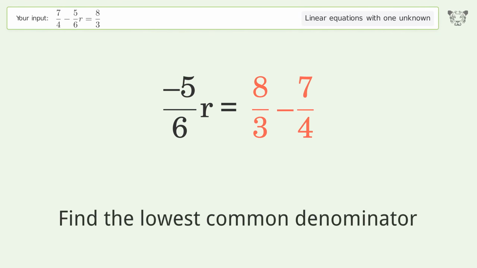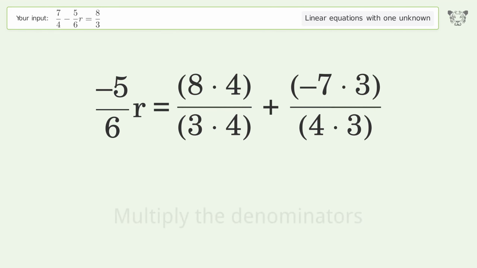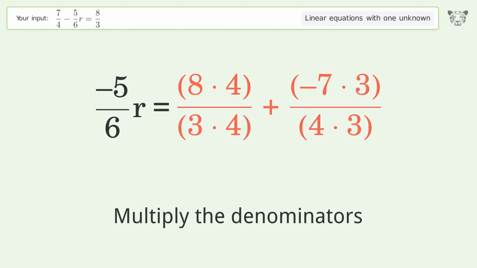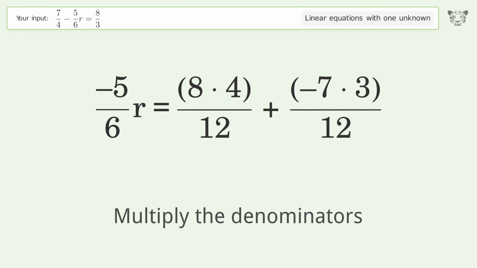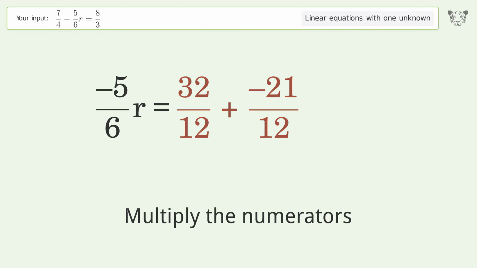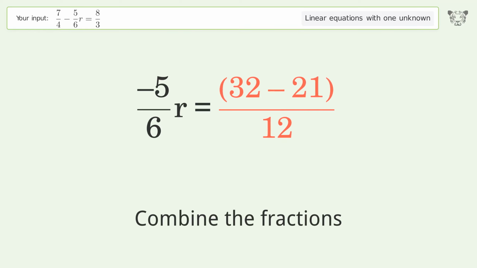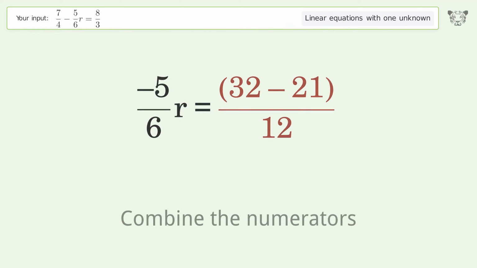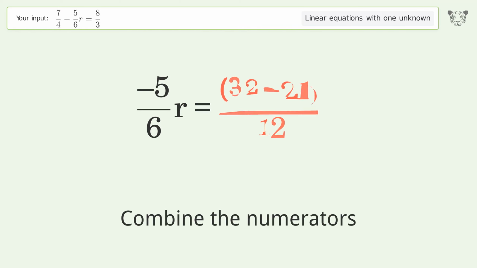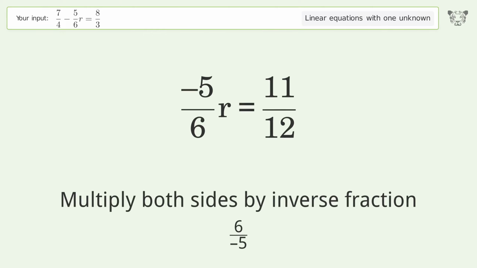Find the lowest common denominator. Multiply the denominators. Multiply the numerators. Combine the fractions. Combine the numerators. Isolate the r. Multiply both sides by inverse fraction 6/5.